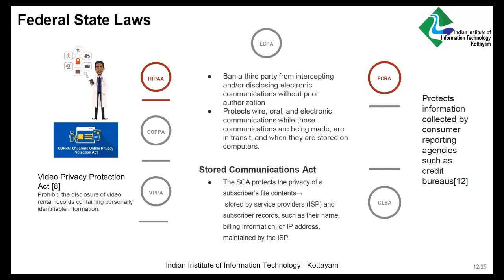HIPAA is related to health information. Again, it will be coming in the next slides. Next is COPPA, that is for children's protection. Then you have VPPA, that is the Video Privacy Protection Act, to protect the videos under storage. The next one is ECPA, the Electronic Communications Privacy Act, wherein wired communication, phone communication, etc. need to be protected. So this law came for that purpose. And then FCRA and GLBA govern credit cards and finance-related matters. To protect the financial transaction details, we have FCRA and GLBA in place.